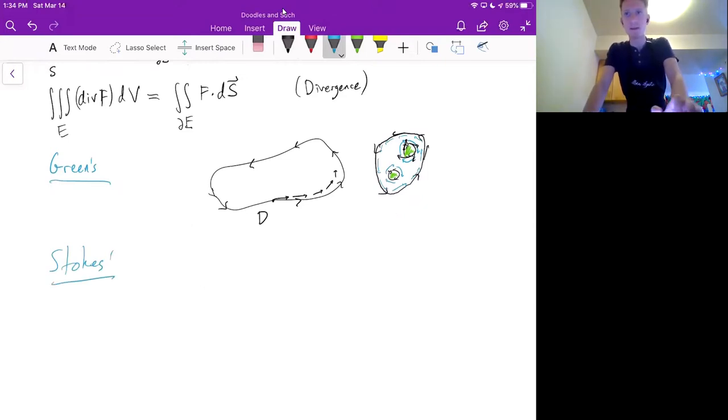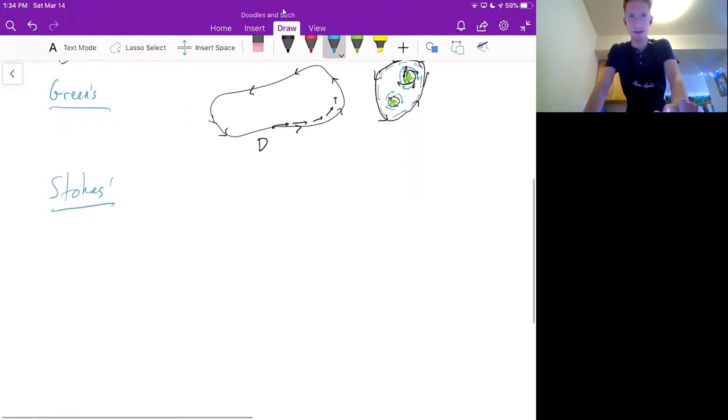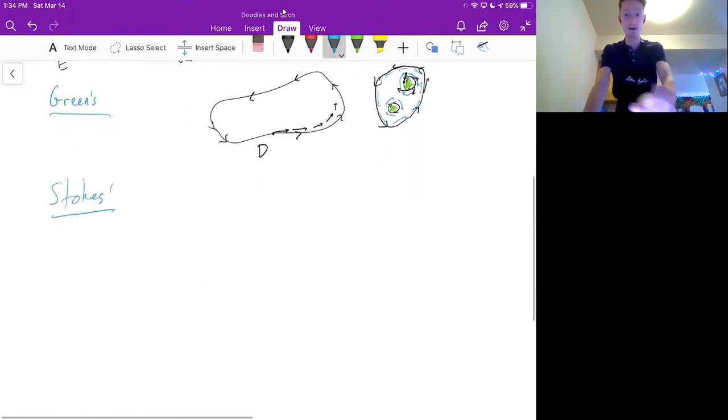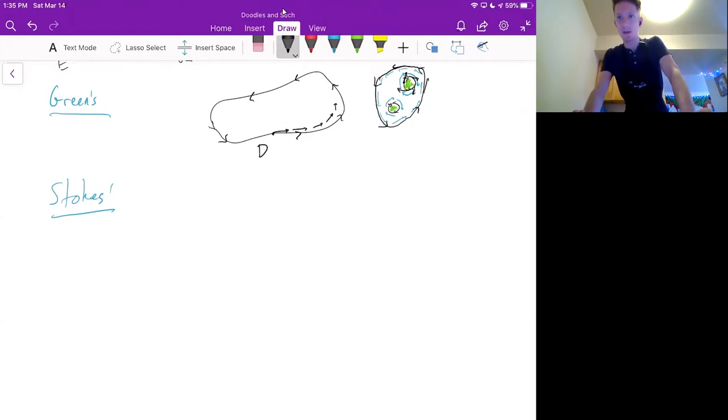So Stokes' theorem is basically Green's theorem, but our surfaces are allowed to exist in three-dimensional space. In Green's theorem, the region we're talking about is a surface. It just happens to live inside a plane, like the xy plane. And in Stokes' theorem, we're allowed to have any surface at all. It doesn't have to live in the xy plane.